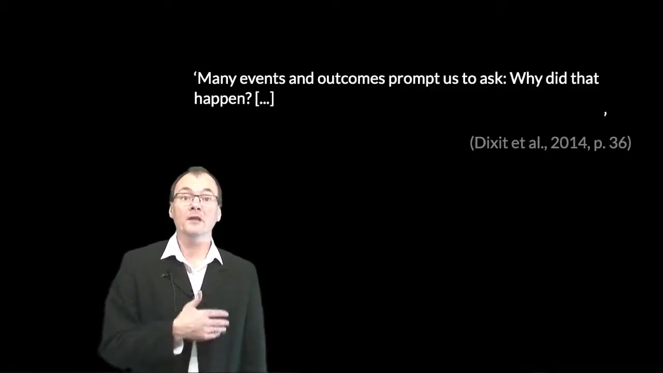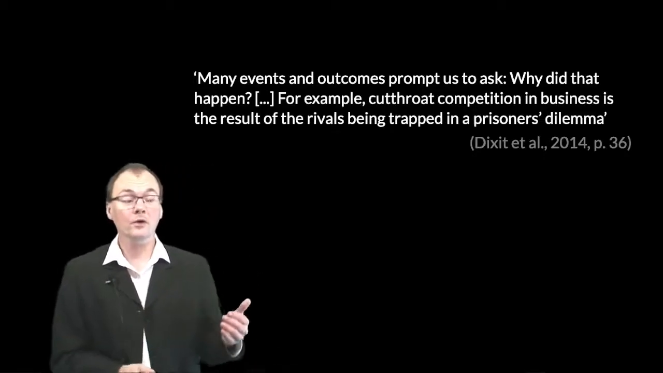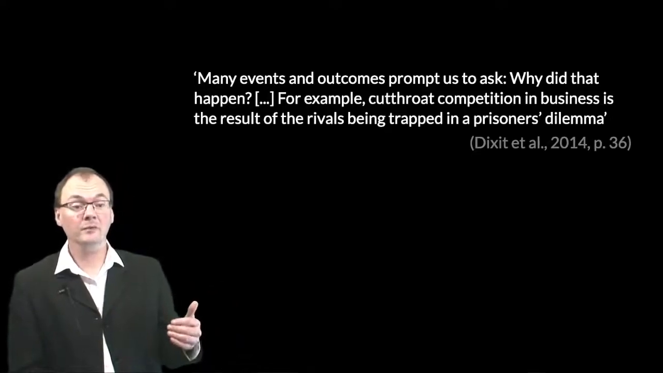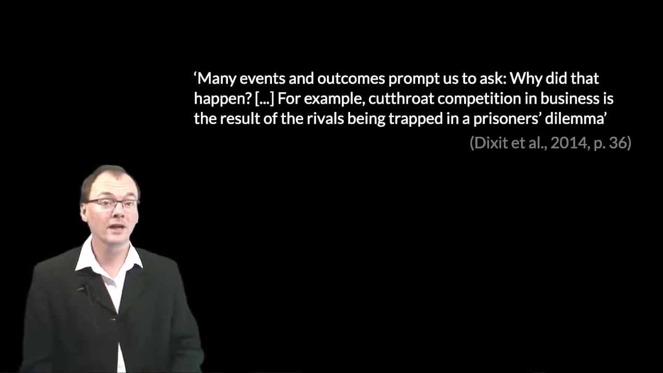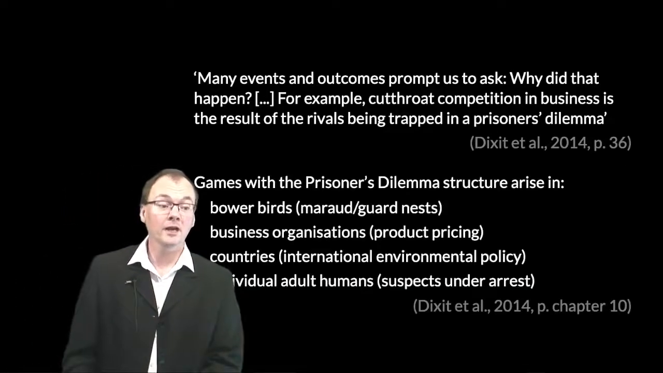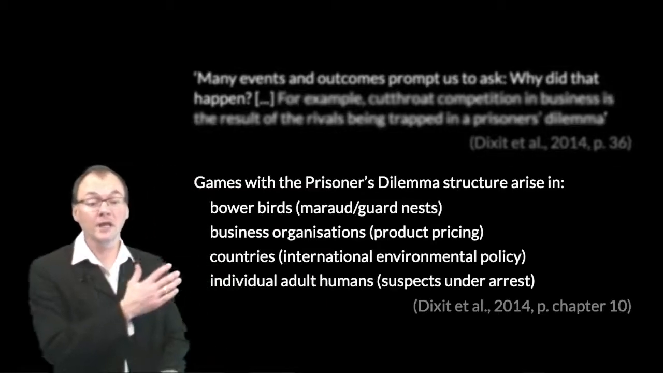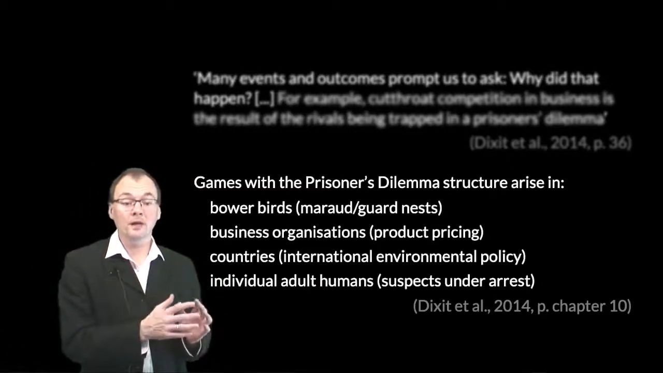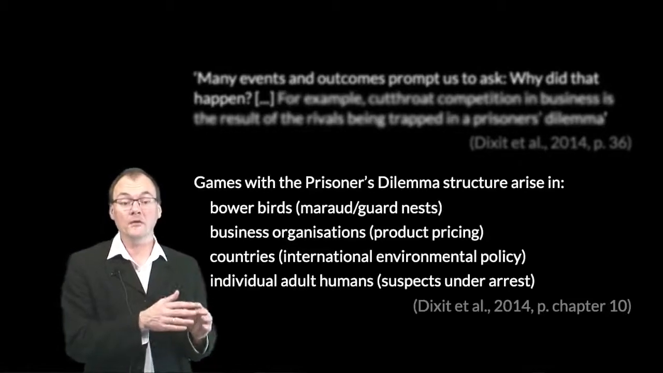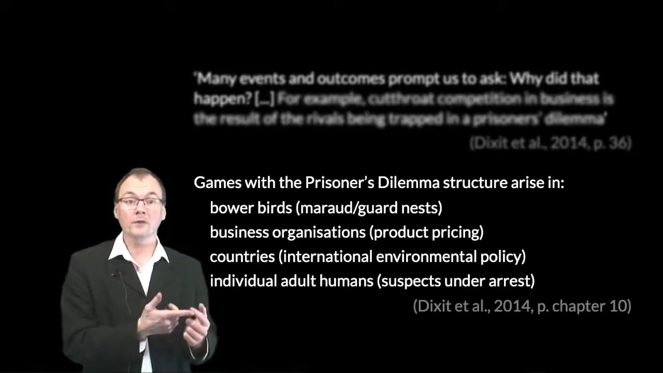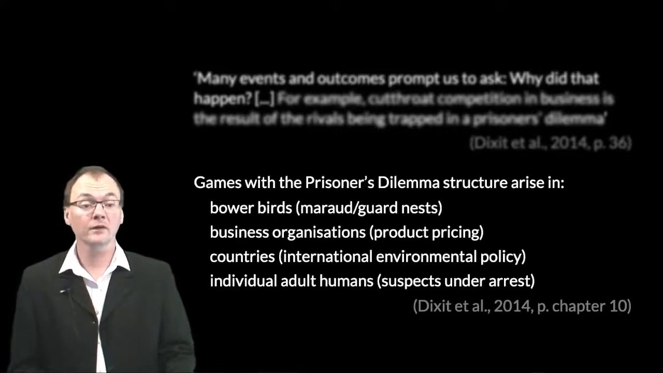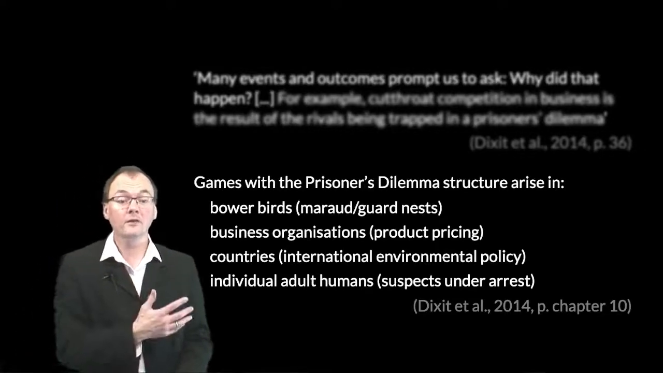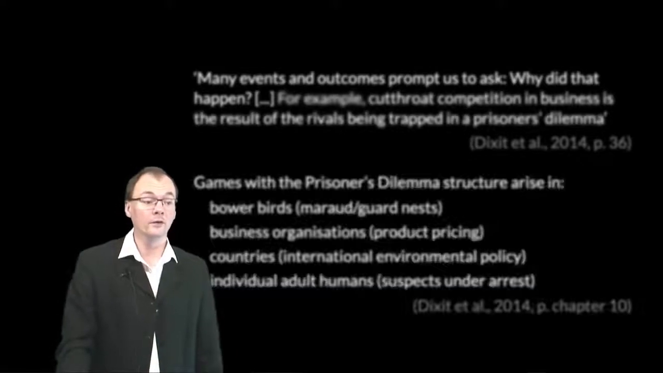In particular, they think that cutthroat competition in business can be explained by realizing that rivals are trapped in a prisoner's dilemma. So that's their view. And indeed, they're also suggesting, I'll come back to this again later actually, that the prisoner's dilemma structure isn't some kind of abstract formalism, but is something that we observe in a wide variety of different situations involving birds, businesses, countries, and individual human adults as well. So if they're right, this is a significant thing to try to explain.